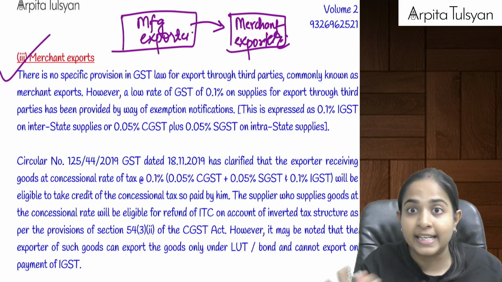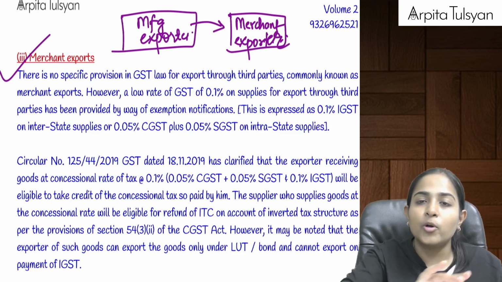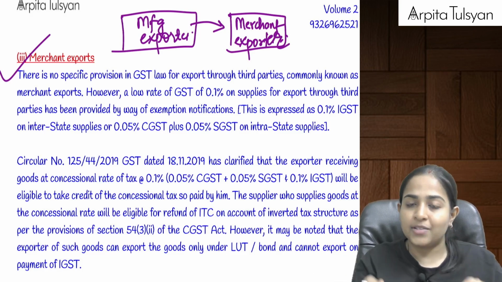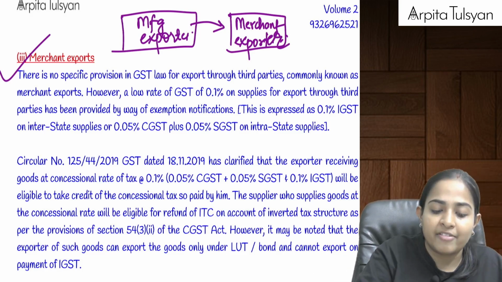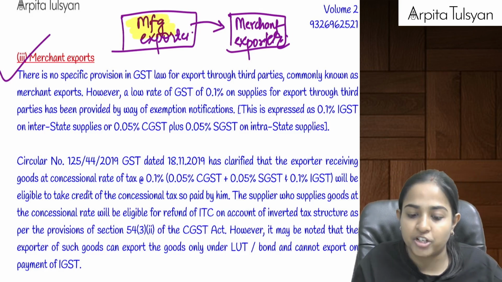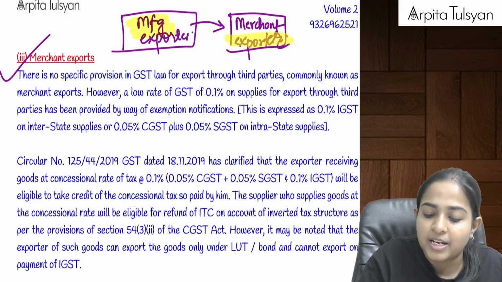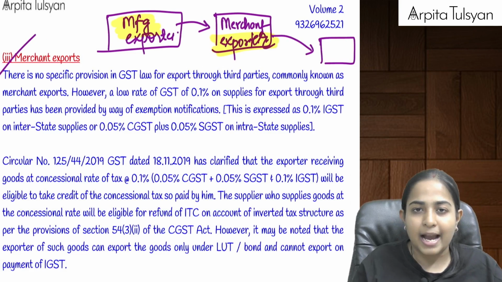He is not an EOU. He is not doing it under advance authorization. He is not doing it under EPCG. That's why he was not covered under deemed export. So the first person has specialization in manufacturing, and this person has specialization in exporting the goods. And this person is going to export the goods outside India. Are you clear till here?